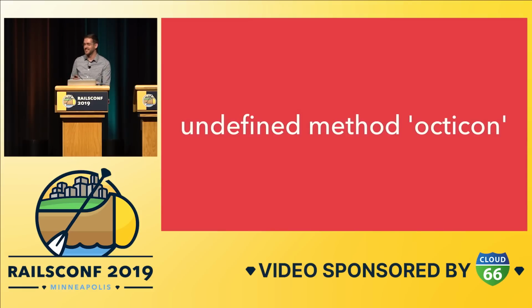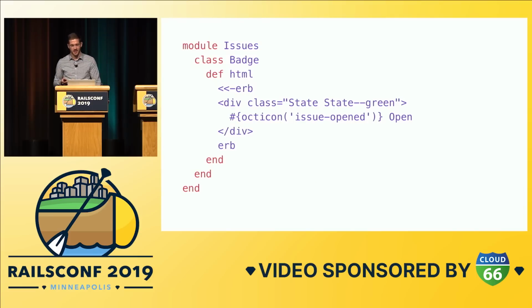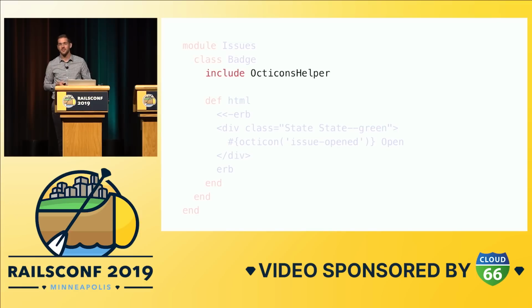Undefined method octicon? That's an interesting error. So remember our code review comment about not knowing where that octicon method came from? Now our code is asking us the same question. So back in our component, let's tell it where to find it. And we'll run our test again.